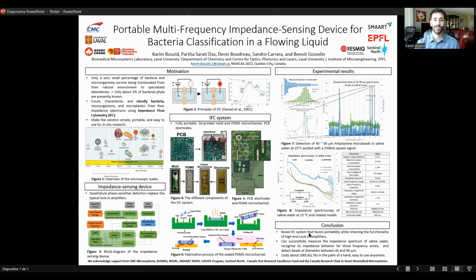We've obtained a novel IFC system that favors portability and that can accurately detect polystyrene beads of sizes between 10 and 90 micron. I hope you've enjoyed this presentation and found it interesting, and I hope to see you next time.